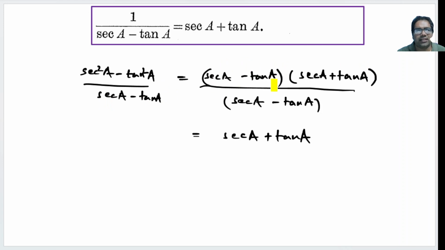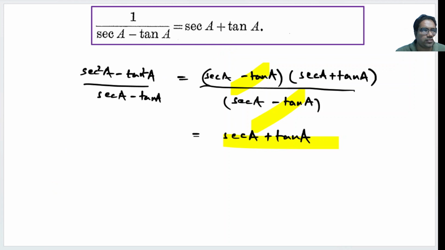And then we write it as secant A minus tan A into secant A plus tan A divided by secant A minus tan A. This secant A minus tan A and this one we can cancel. We'll be left with secant A plus tan A. That is this, which is what we wanted to prove.